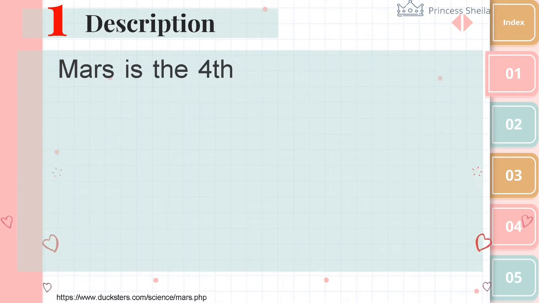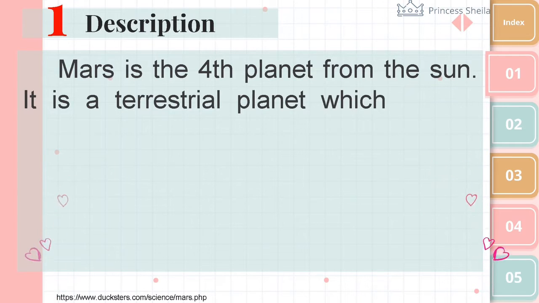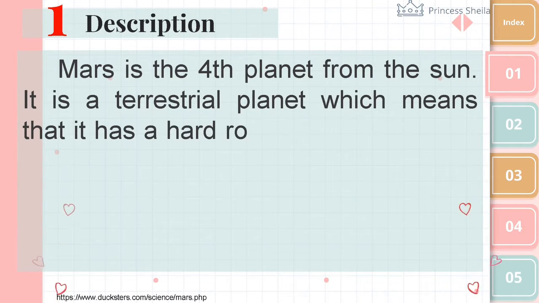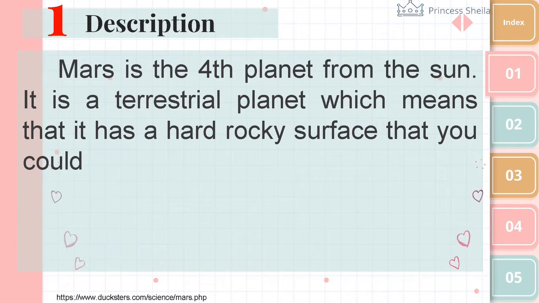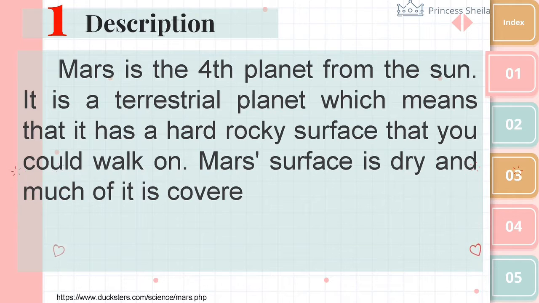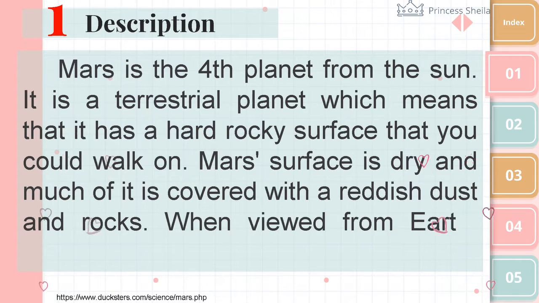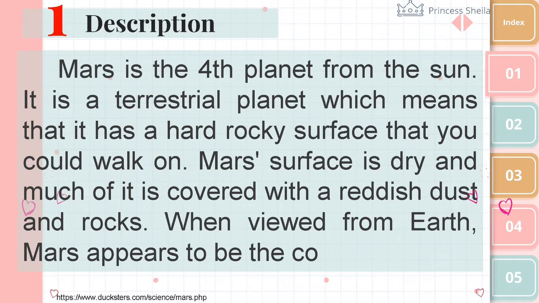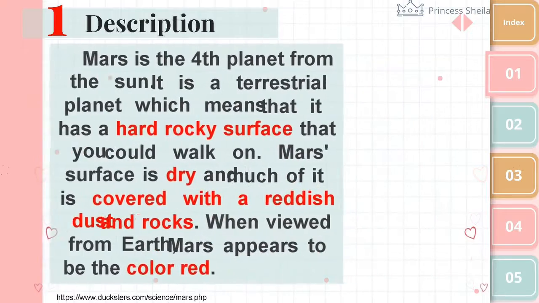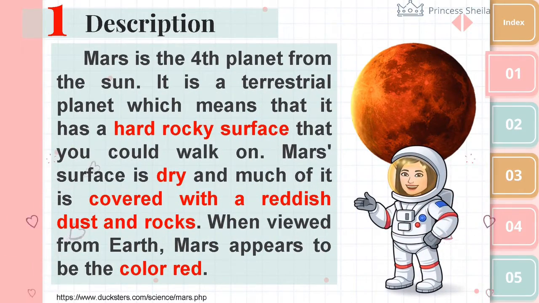Here's an example of a description text. Mars is the fourth planet from the Sun. It is a terrestrial planet, which means that it has a hard rocky surface that you could walk on. Mars' surface is dry and much of it is covered with a reddish dust and rocks. When viewed from Earth, Mars appears to be the color red. What is this paragraph describing? Yes, it's describing the planet Mars. This kind of text structure helps you to picture the object or thing in your mind.